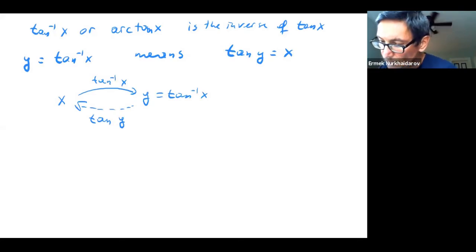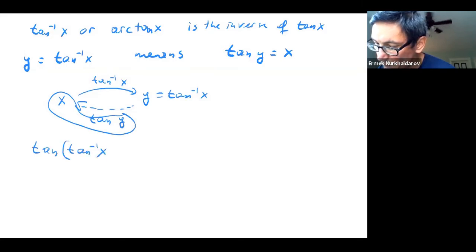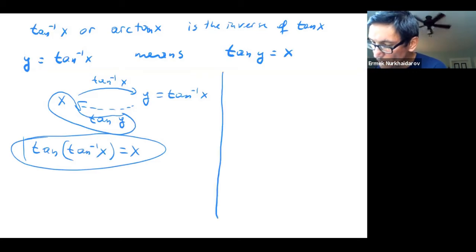Okay, so now if you look at this expression, what it basically says is tangent, you recall y is tangent inverse of x, equals x. So that's what you're going to be using when you're taking the derivative. So let's now take the derivative. You want to find the derivative of tangent inverse.